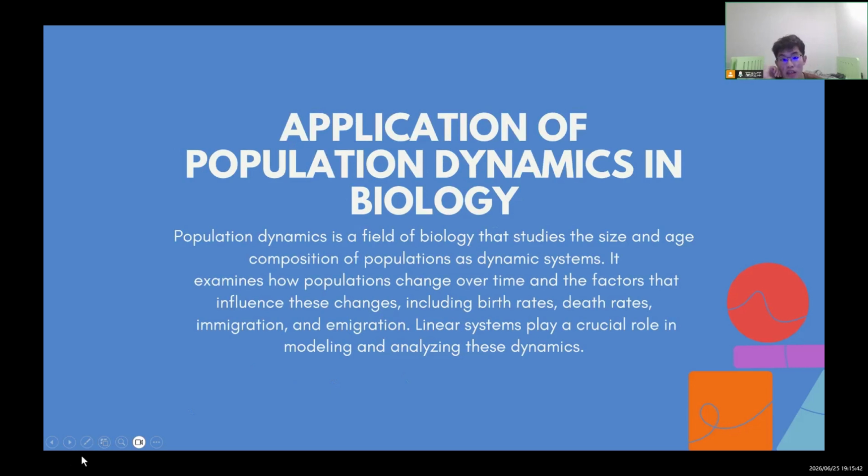And another application is in population dynamics in biology. Population dynamics is a field of biology that studies the size and age composition of populations as dynamic systems. It examines how populations change over time, and the factors that influence these changes include birth rates, death rates, immigration, and emigration. Linear systems play a crucial role in modeling and analyzing these dynamics.